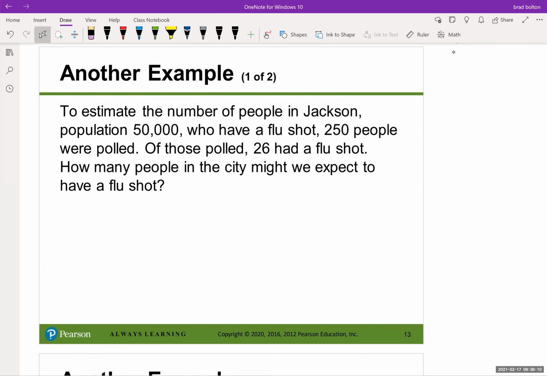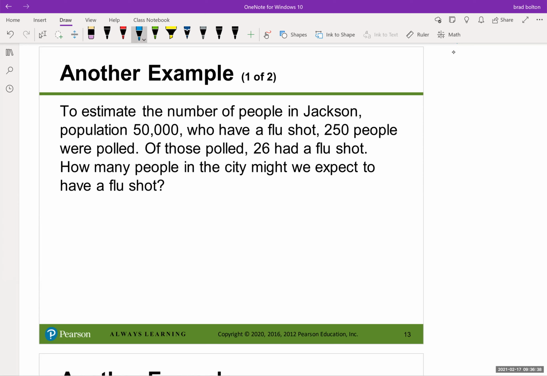So let's take a look at this next one. To estimate the number of people in Jackson, population of 50,000, who have the flu shot, 250 people were polled. Of those polled, 26 had the flu shot. How many people in the city might we expect to have a flu shot? This is a little bit of a stretch for statistics, so we'll just try to do our best with proportions.